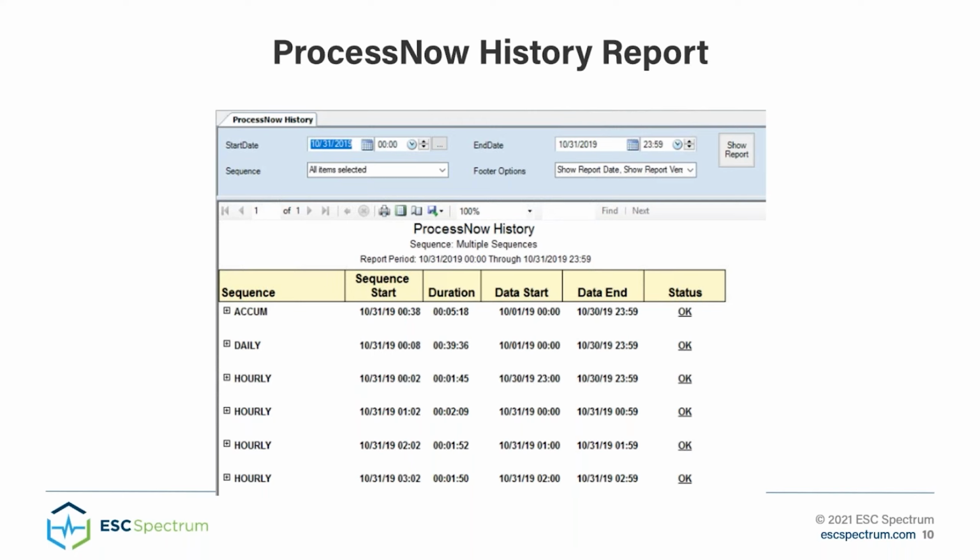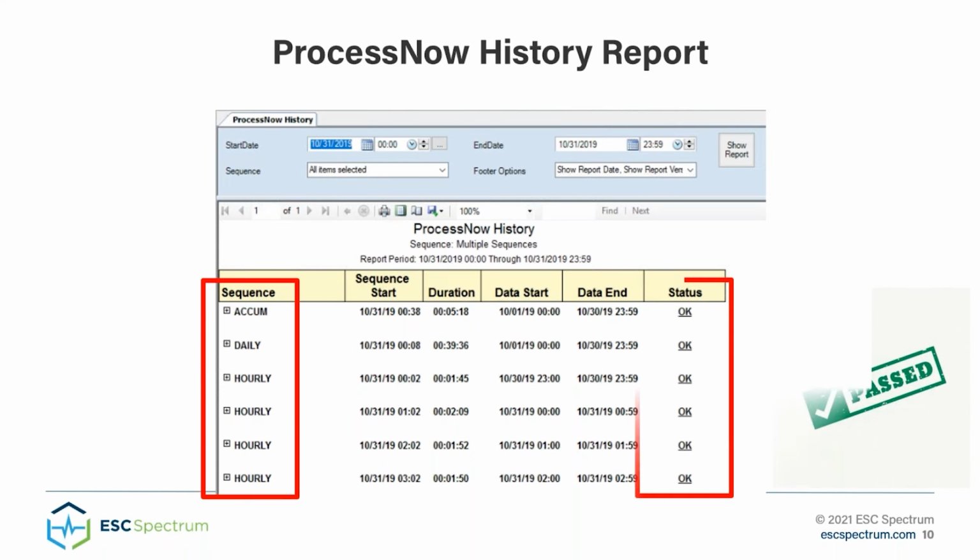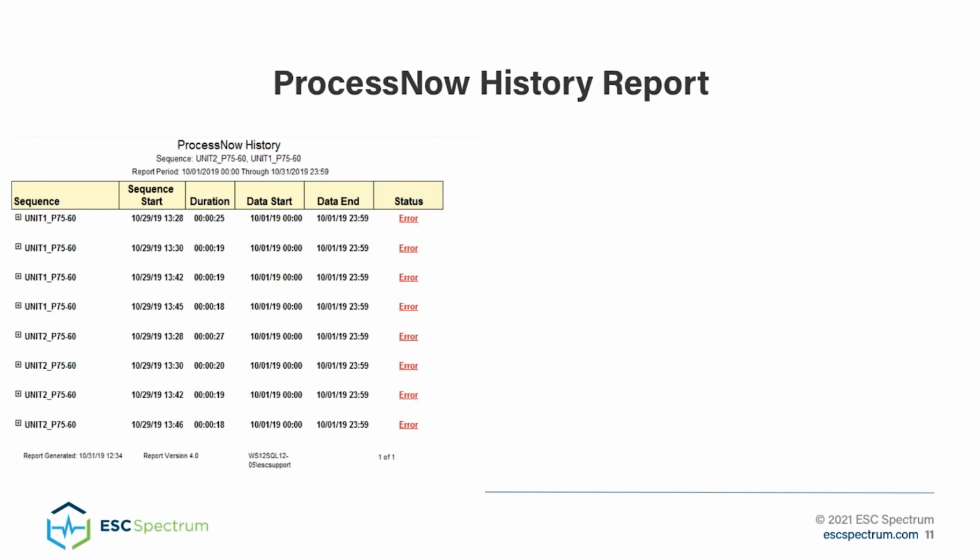The two places that you're always going to be looking on this report are all the way on the left, where you see the name of the ProcessNow sequence, and all the way on the right, where it'll show you the status of your ProcessNow. From what you see here, every ProcessNow has passed, and this is typically what you would always want to see. However, that's not always the case.